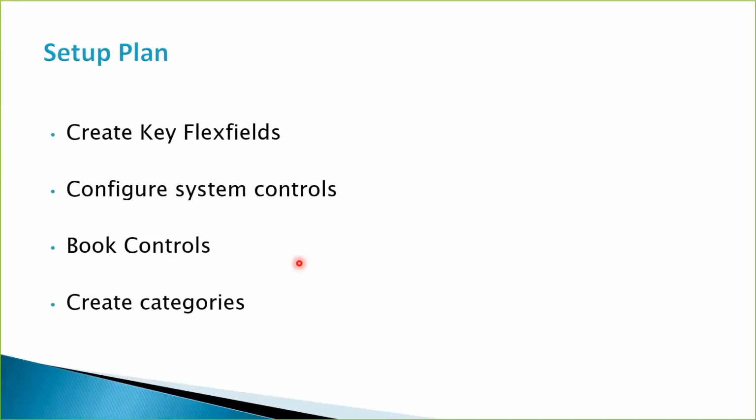So just a reminder of where our book controls fall in our great setup plan. We are on this third step. We need to define some book controls for our corporate book, okay? And then after that, we can start creating categories and adding assets to our corporate book.